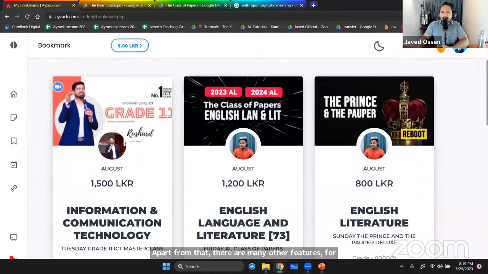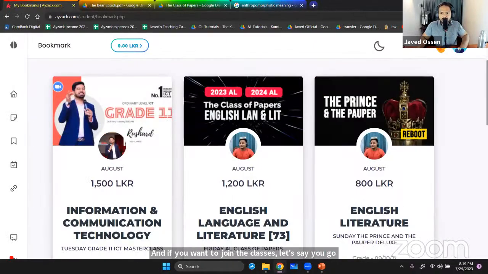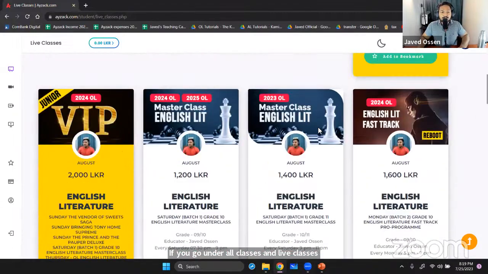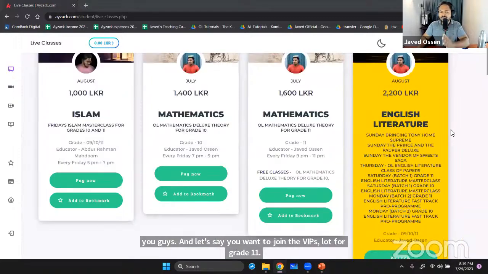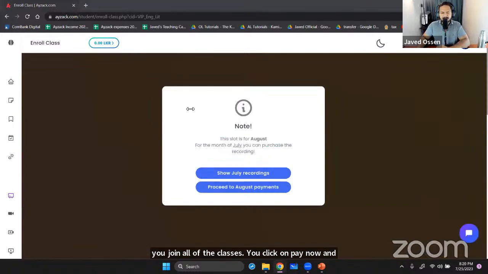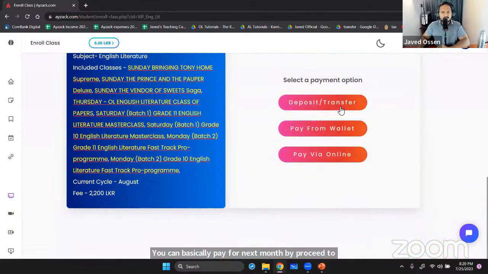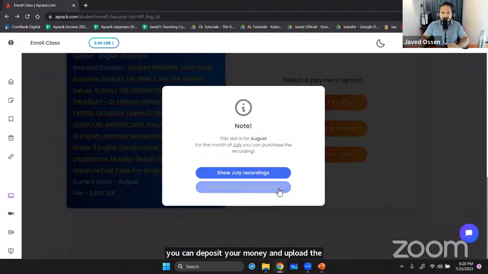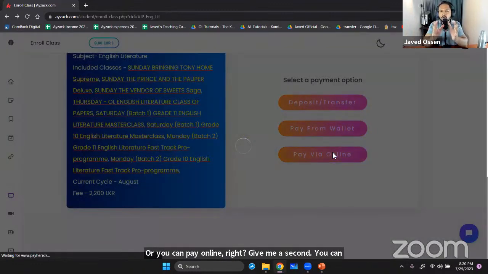And if you want to join the classes, let's say you go under all classes and live classes, like I told you guys, and you want to join the VIP slot for grade 11. There is a grade 11 VIP slot for literature that helps you join all of the classes. You click on pay now, and the payment is also so easy. You can pay for next month by proceeding to August payments, and then you can deposit and transfer. You can deposit your money and upload the slip, or you can pay online. Give me a second. You can pay online using your bank cards. It is such a wholesome website.